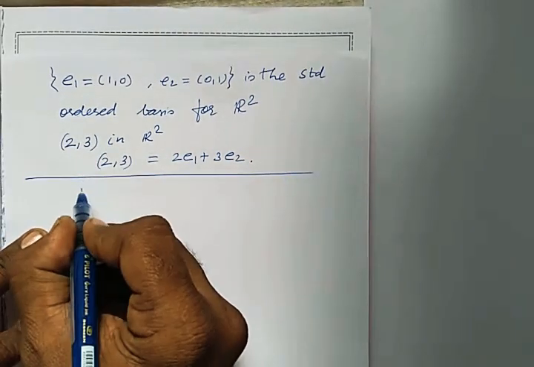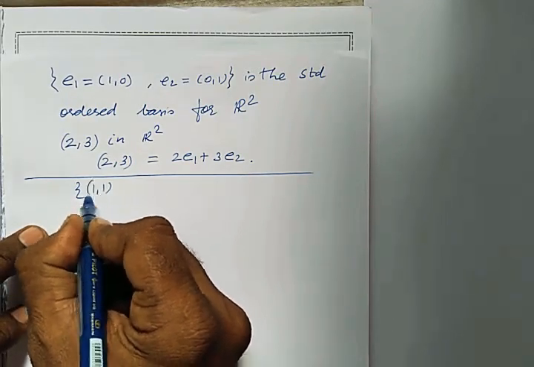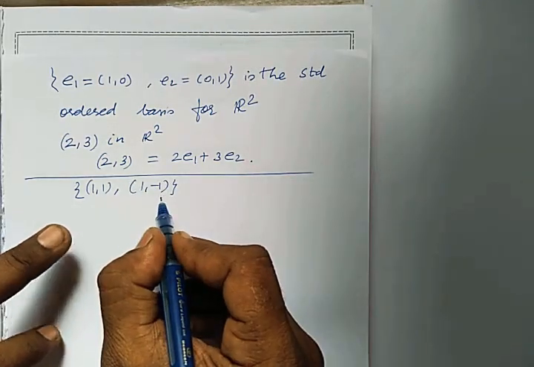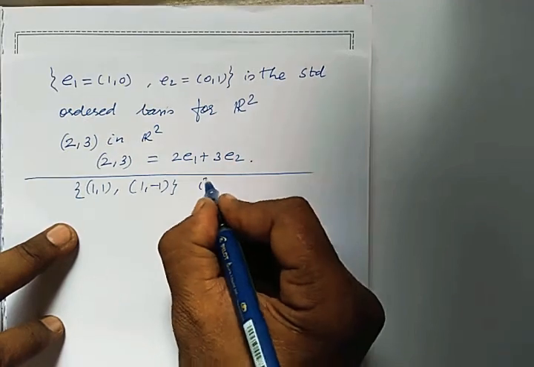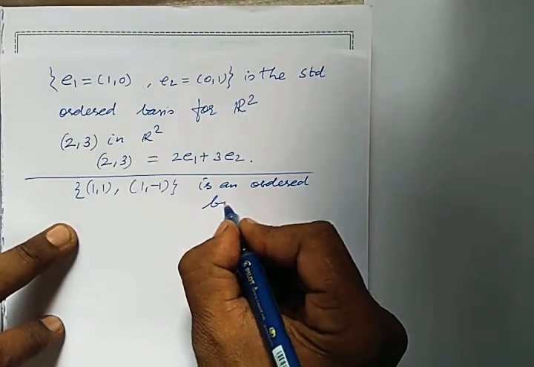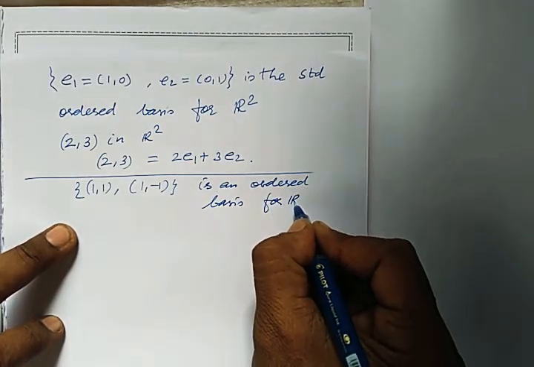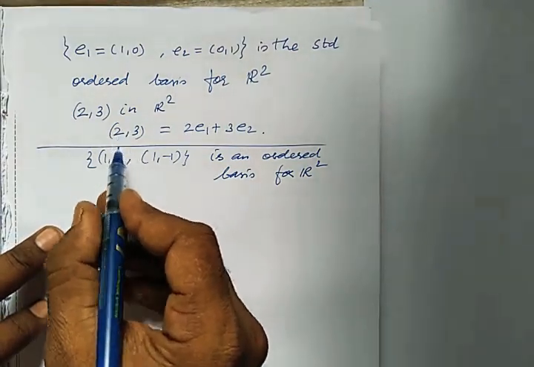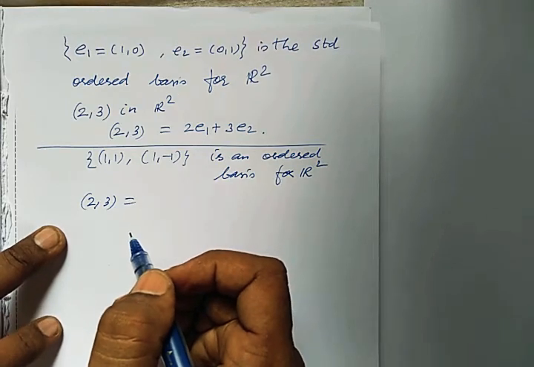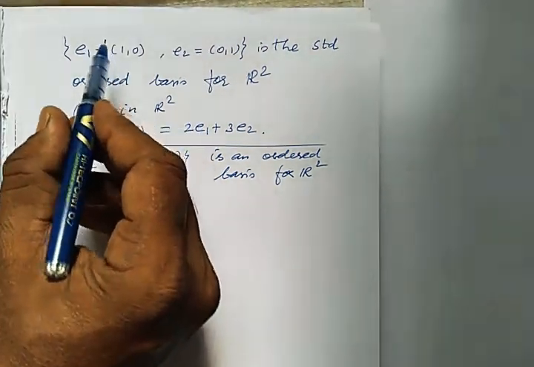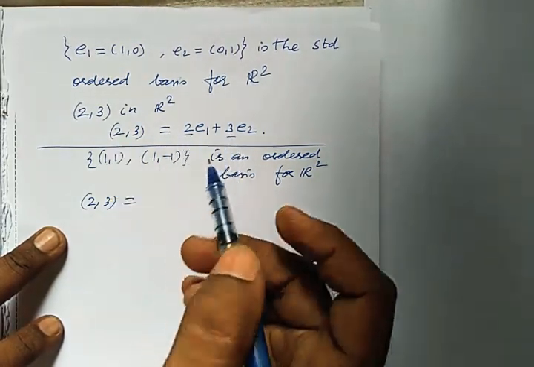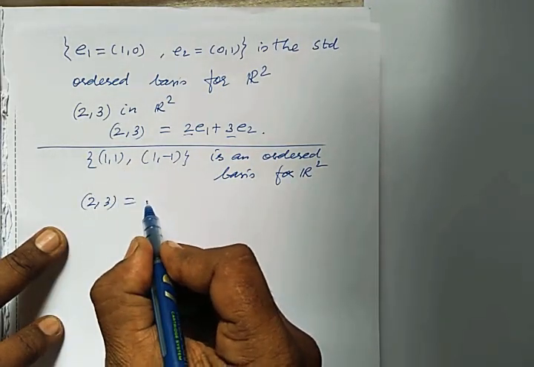See here, (1, 1) and another vector (1, -1). This is also an ordered basis for R2. But suppose we are trying to write the vector as a linear combination of these two vectors. It's not so easy as with the standard basis. Here we could find the coefficients very easily, like 2 and 3. Here if you write, that will be difficult.